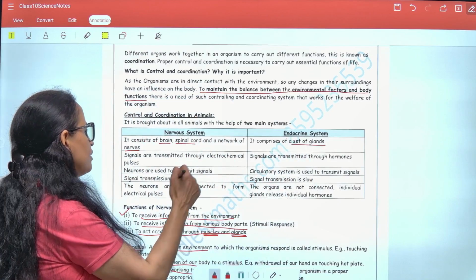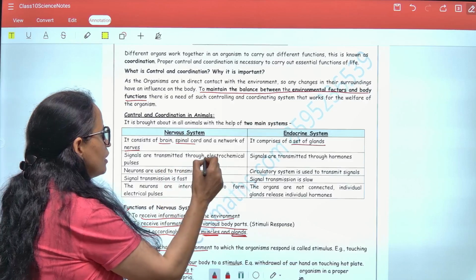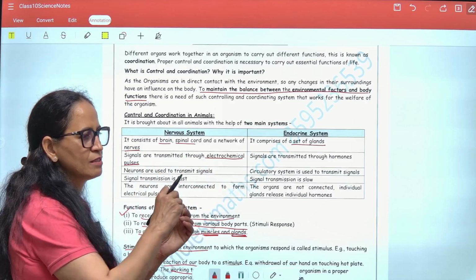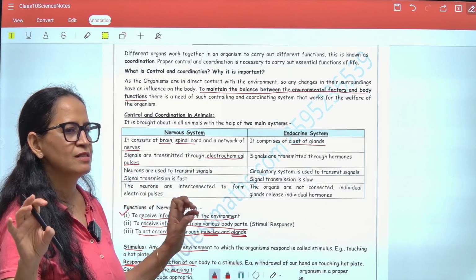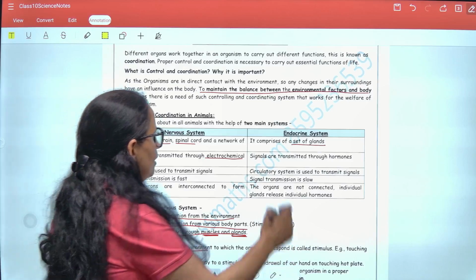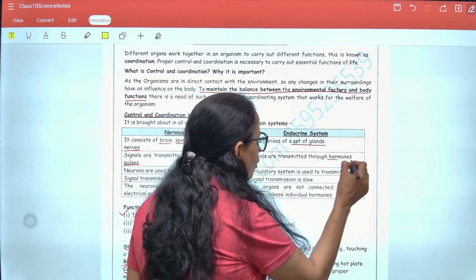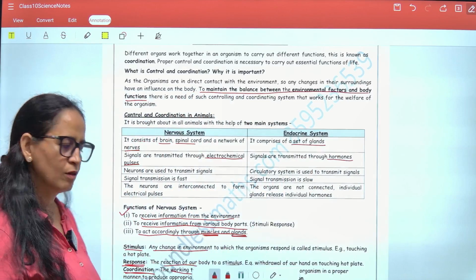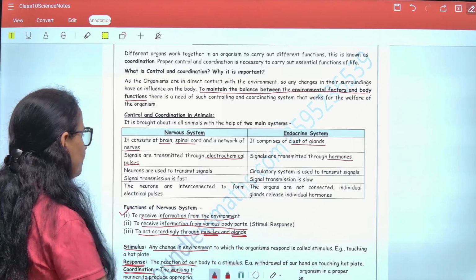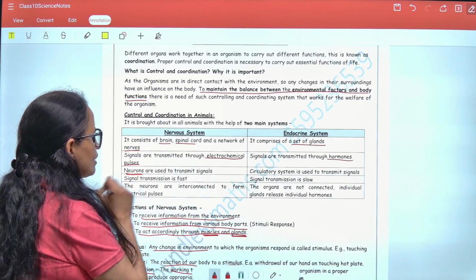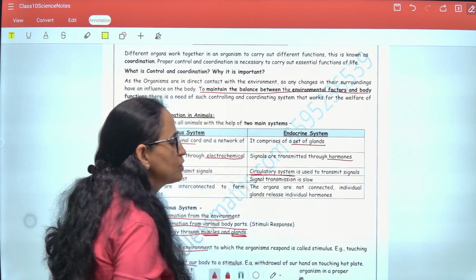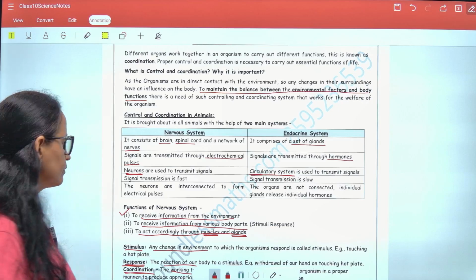What is the second difference? The nervous system works through electrochemical pulses: electric pulses within the neuron and chemicals at the synapse. Signals are transmitted through hormones in the endocrine system. So the endocrine system has hormones for conveying messages. In the nervous system, neurons are used to transmit signals. Here the circulatory system or the bloodstream is used to transmit the signal.